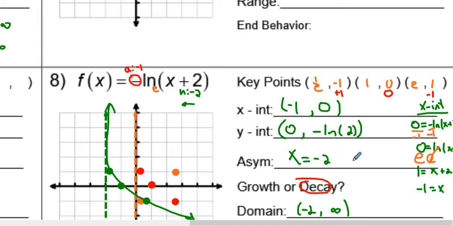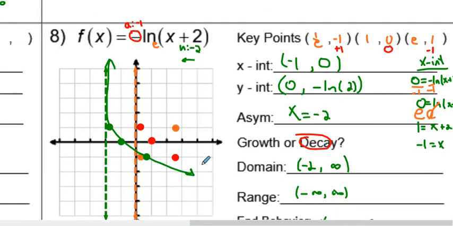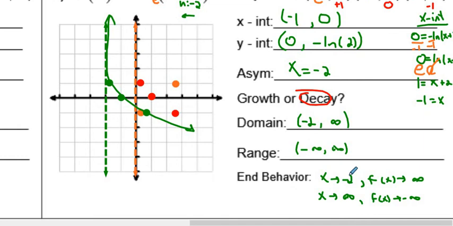The asymptote is x equals -2. This is slow logarithmic decay. Domain is -2 to infinity. Range is -infinity to infinity, making the end behavior -2 goes to infinity and 3 goes to -infinity.